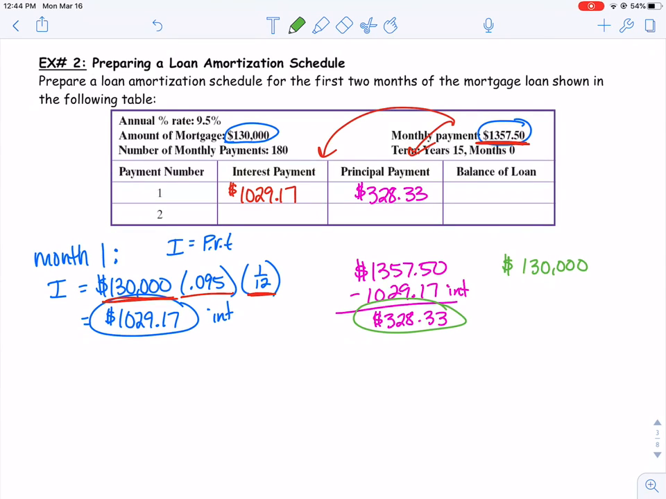Well, originally, didn't I owe $130,000? Now my whole payment isn't going to pay all that off. Remember, a lot of it is going toward interest. Only $328.33 is coming off my balance.